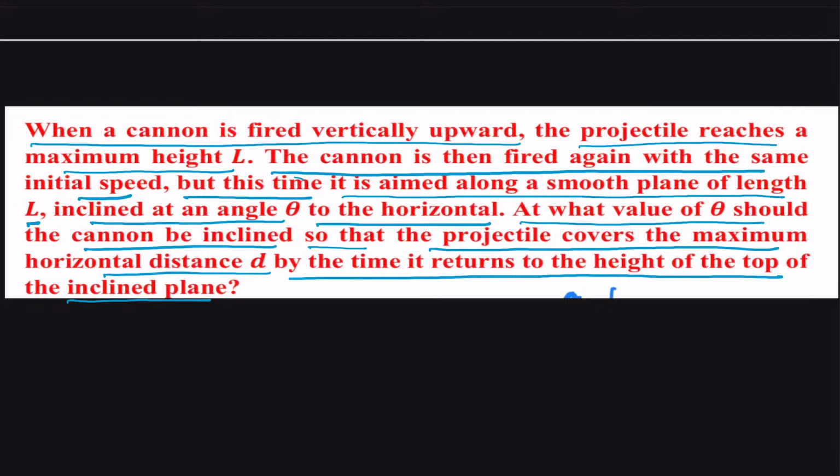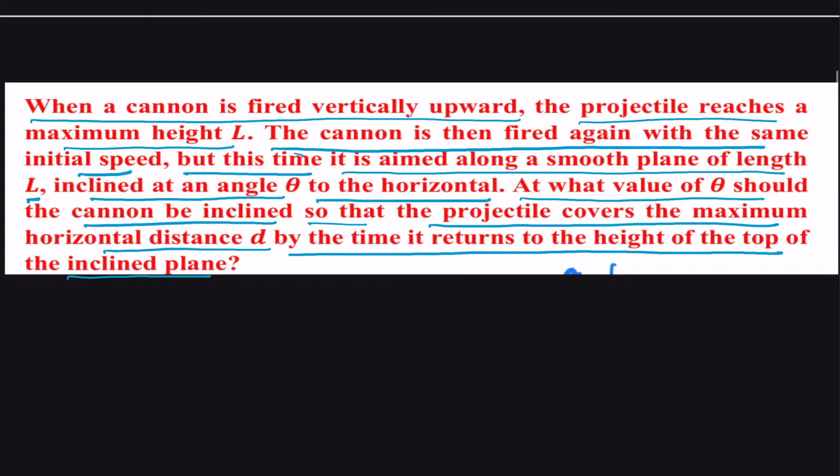This statement is a little bit tricky, but the solution is comparatively easy. So based on this statement, let us draw the diagram. We have two parts in it. In the first part, we fire a cannon in the upward direction directly, and the maximum height it reaches is our L. Okay. And then it is fired along an inclined plane whose length is our L. So this is our inclined plane, and this length is given as L.